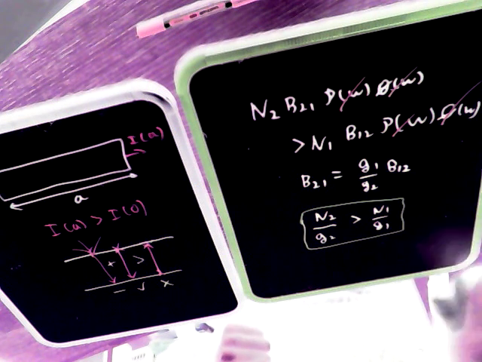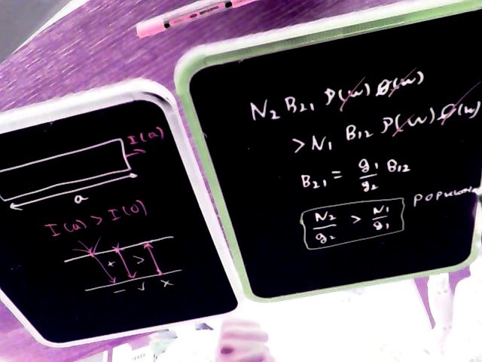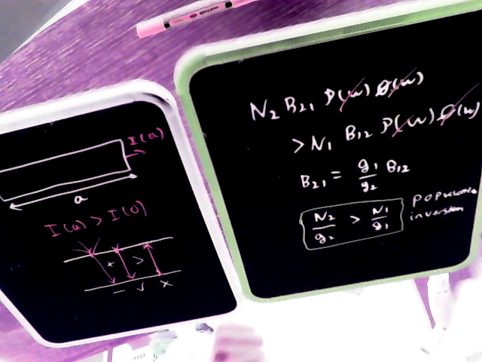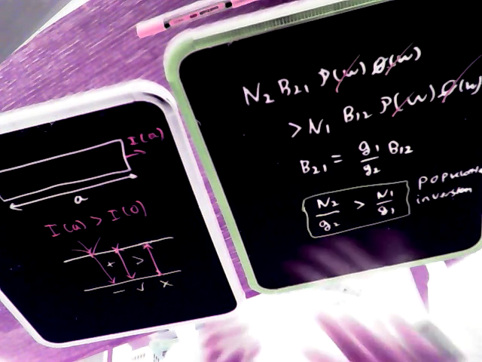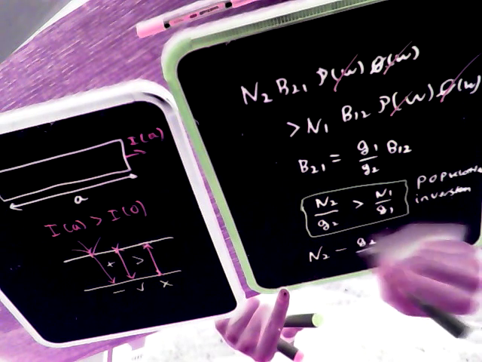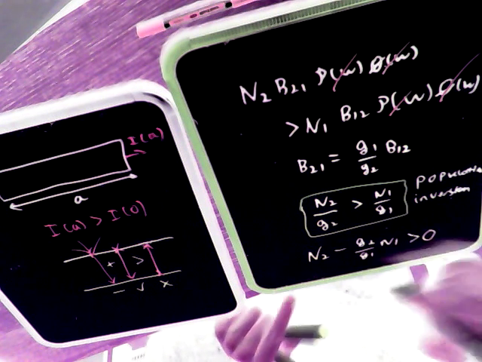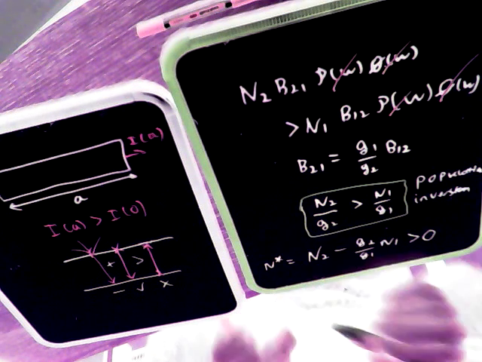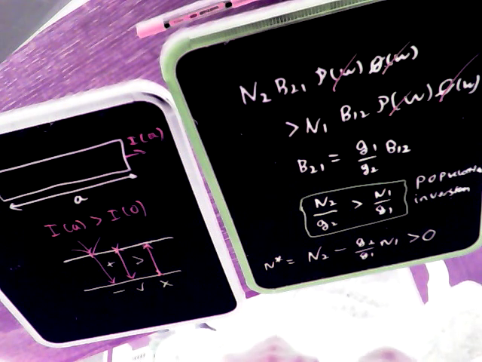This condition has a name. It's called population inversion. My spelling's probably wrong, but this condition here is population inversion, and it can be written in another way. It can be written as N2 minus G2 over G1 times N1 must be greater than 0. This quantity here on the left hand side is called the population inversion density, and it's given the symbol N star.